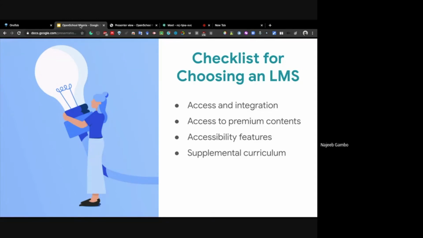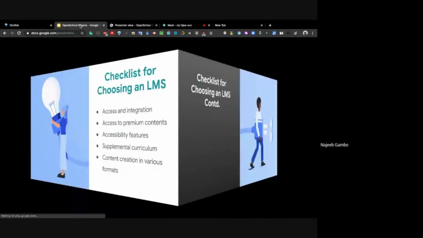Then there is supplemental curriculum. Most of these learning management systems do have content creation in various formats. For example, a teacher will want to create a video, an image, a graph, or somebody will want to share. So does this learning management system have all these, or does it not?